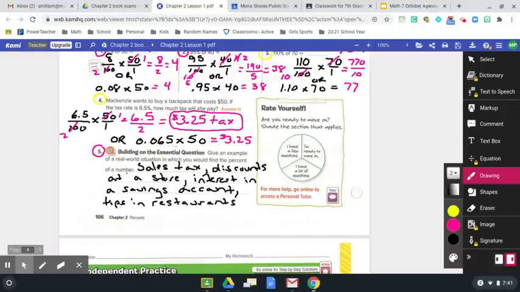0.065. Then multiply that by the $50 backpack. And again, you would see $3.25 in tax. So we get a lot more into tax type of problems. Second half of the chapter.